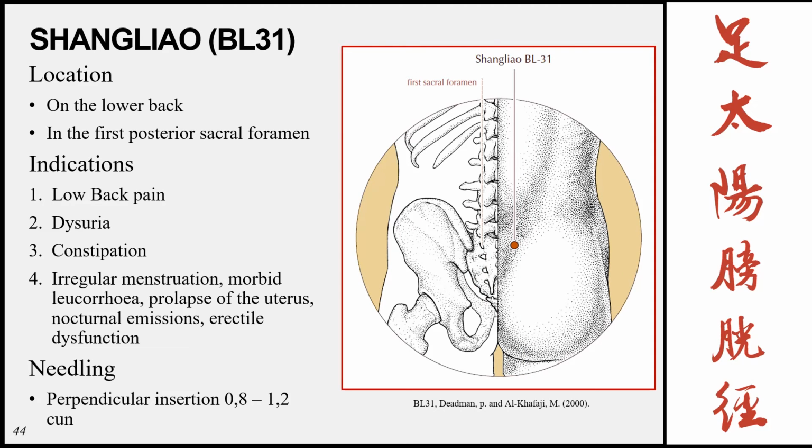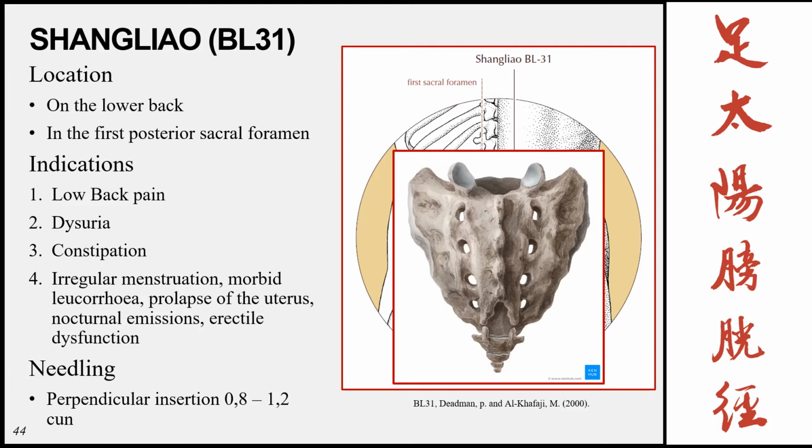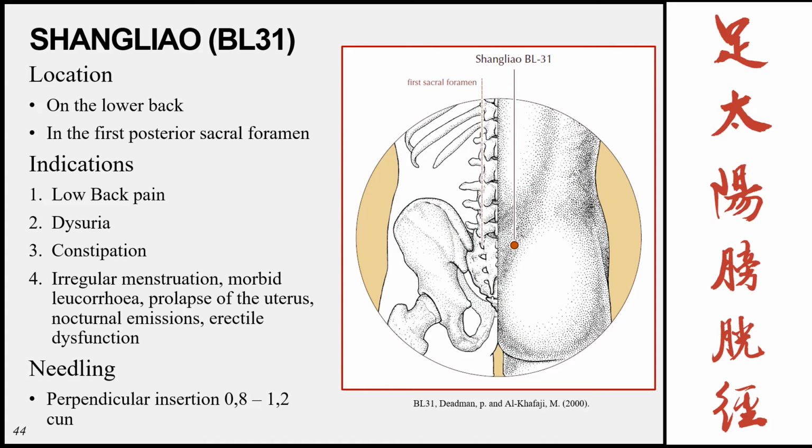The next point is SHANGLIAO, bladder 31. So this point is slightly different to the previous points as it's no longer 1.5 tsun lateral to the midline. We're now going to find the next few points inside the sacral foramen. These are these little holes here in the sacrum. And this will be for bladder 31, 32, 33 over here, and 34. So how do we find SHANGLIAO? Well, it's on the lower back and it's in the first posterior sacral foramen over here.